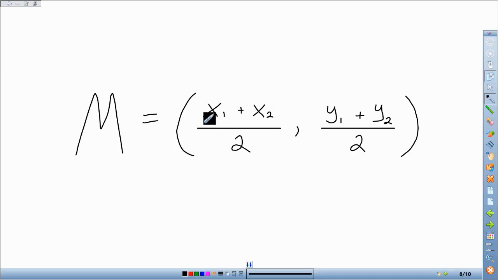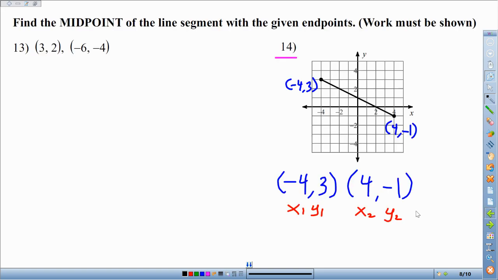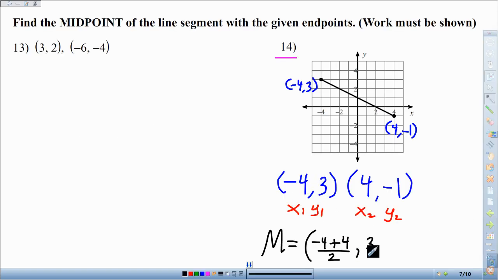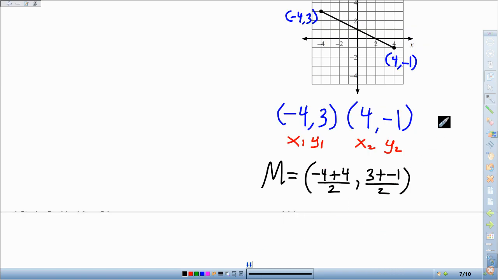Here it is: x1 plus x2 over 2. I'm just going to use M for midpoint, parentheses. x1 is -4 plus x2, 4, over 2, comma, doing the same thing with my y's: y1 plus y2 over 2. y1 is 3 plus y2, minus 1, over 2. Good, cool. And then it's just a matter of typing these into a calculator if you need to.